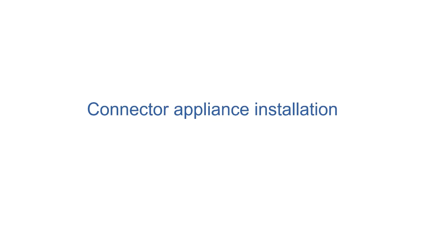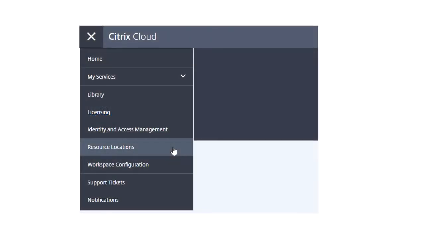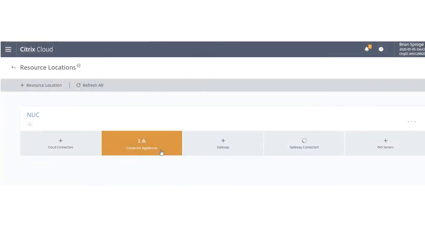In this section, we're going to have a look at the Conecto appliance installation. First thing you want to do is to go to your cloud account and click on Resource Locations. Once you've clicked this, you will have a view of your existing resource connections.